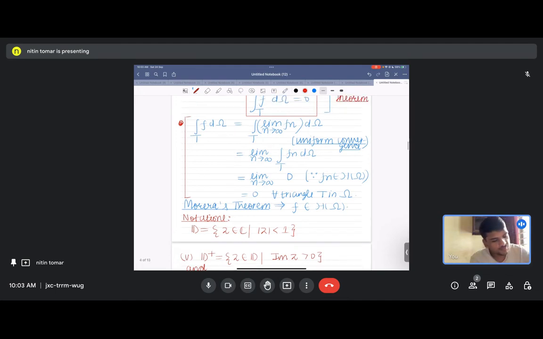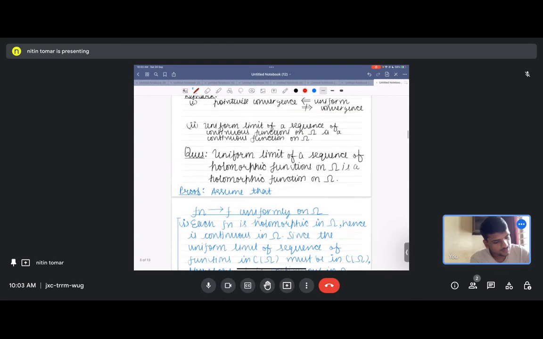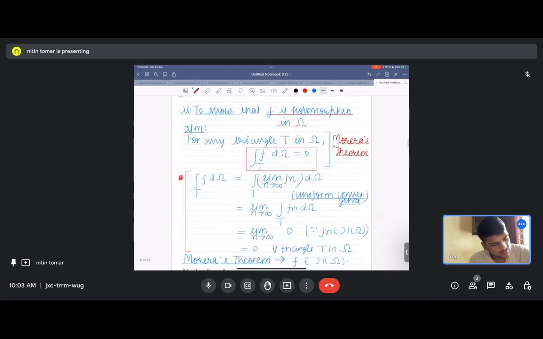So one thing that we have used here, the part where uniform convergence is used, is precisely this part. Had it been pointwise convergence, we would not have been able to interchange the limit and the integration.